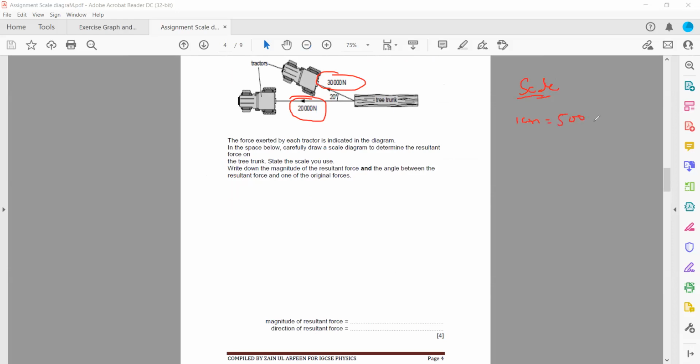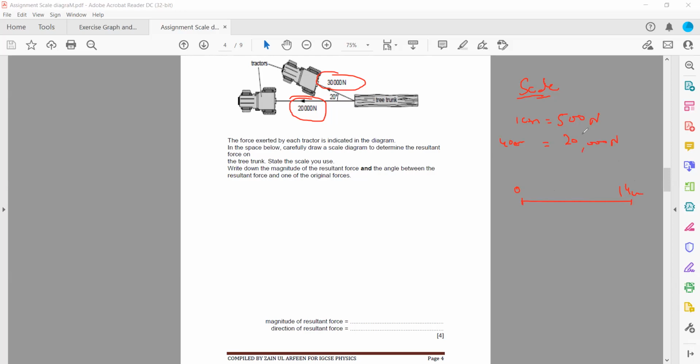But if every 1 centimeter equals 500 Newton, then 20,000 divided by 500 will be 40 centimeter. Practically, I cannot draw 40 centimeter on my notebook, because the ruler we are using starts from 0 and ends at a maximum of about 14 to 15 centimeter. So when we select the scale, it should be within 14 centimeter, not bigger.